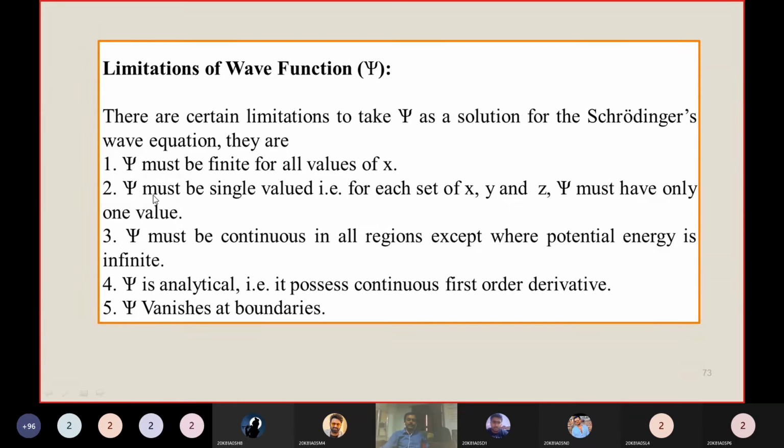Second, psi must be single valued. If you take a particular x value, only one value of psi should be there.